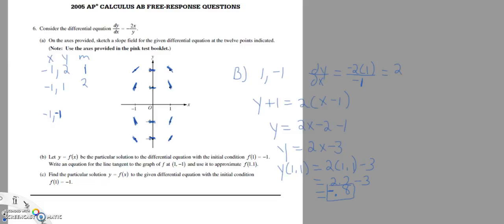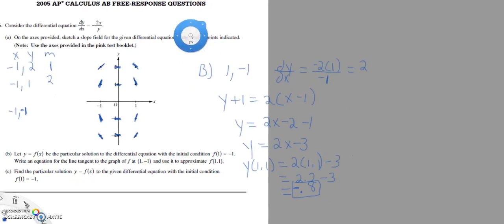Okay, the last part of the question says, find the particular solution y equals f of x to the given differential equation with the initial condition 1 comma negative 1. So now what we're going to have to do over here is separate the variables. So when you separate the variables, you're now going to write dy over dx equals negative 2x over y. This is part C. So you're going to get y dy equals negative 2x dx. Now you're going to integrate both sides.